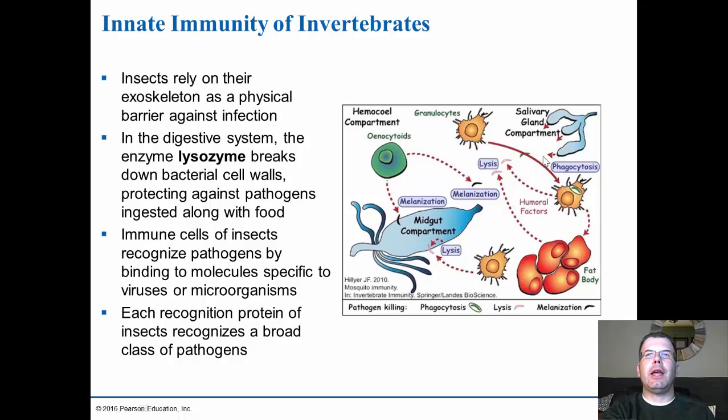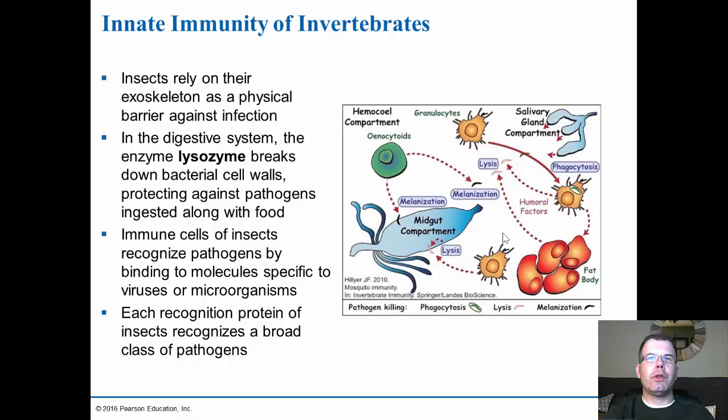And again, you see enzymes and lysis and other things that go on to protect. And so again, it's a very simple system, but there are lots of insects out there. And so we don't really spend a lot of time. They don't have the adaptive immunity that we do, but the innate immunity does just enough for their immune system to work and prevent major infections.